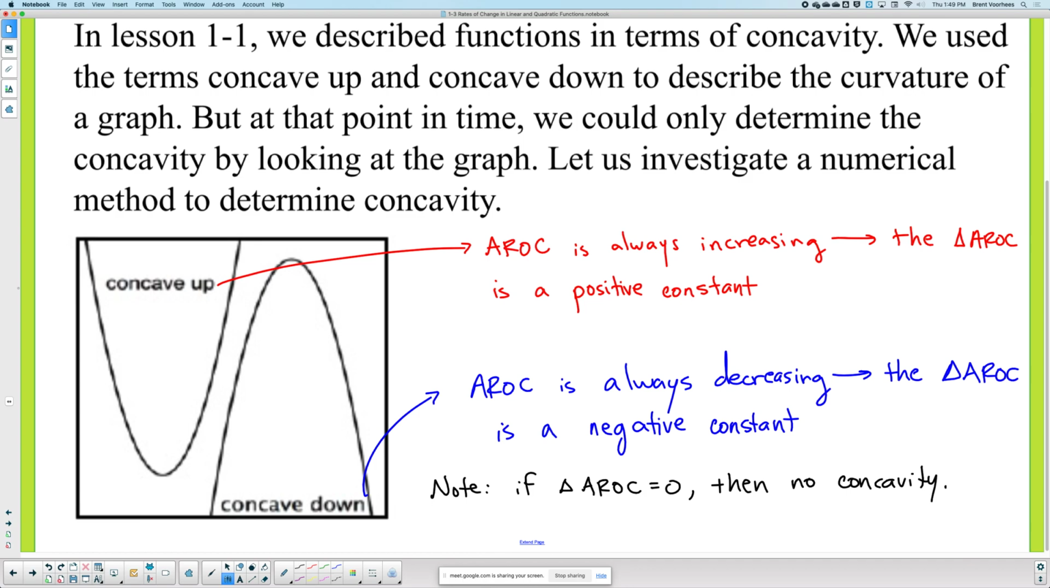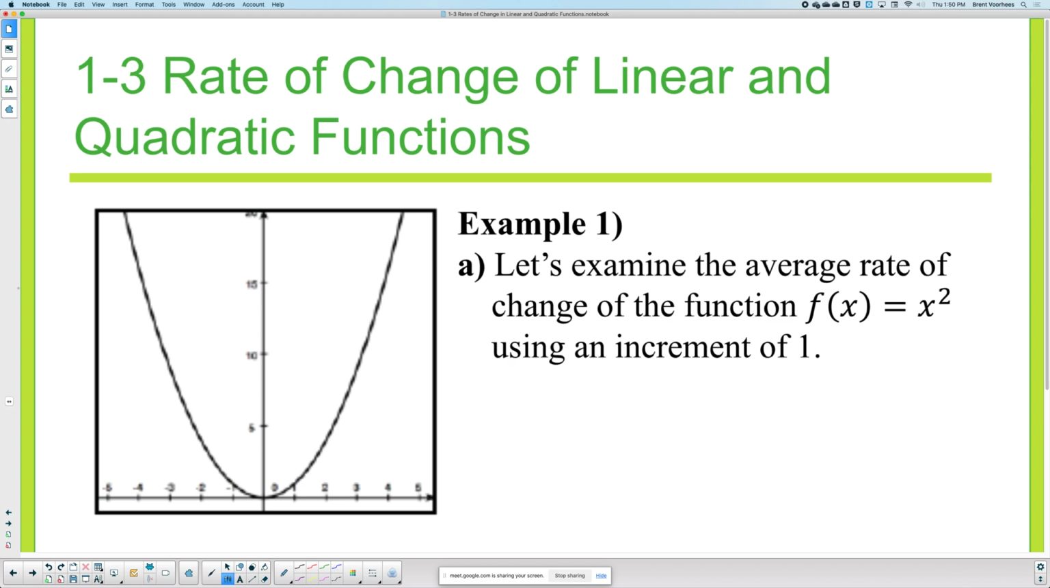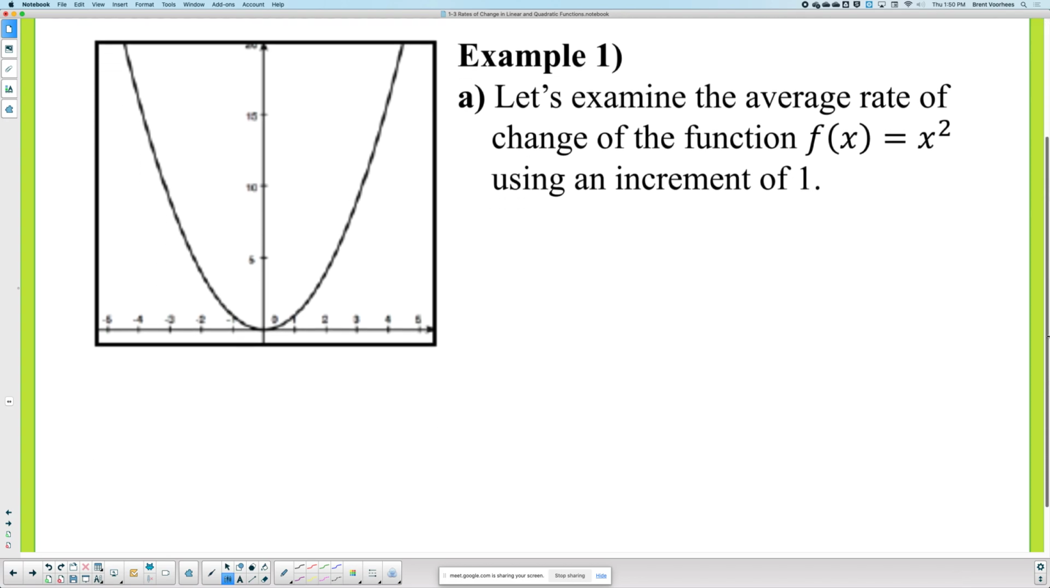I think we're ready to start looking at some math problems. Enough dealing with theory. Time to get to actual math problems. Let's look at our first example here. Let's examine the average rate of change of the function f of x equals x squared. Now here in a little bit we'll be using our table and our calculator, but for now we can do it pretty easy. Go ahead and write an x column, and write, we could put y, I'll do y equals f of x.